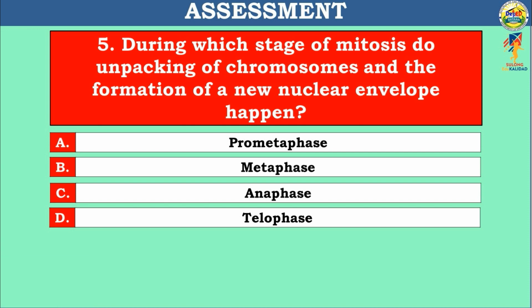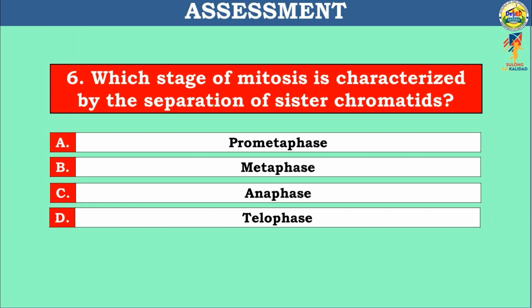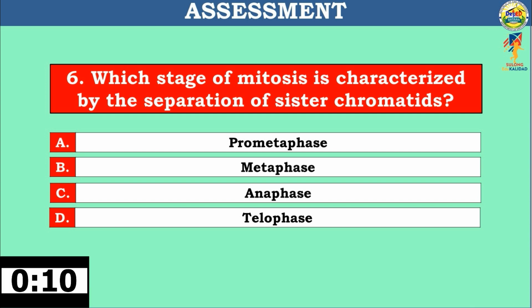The correct answer for question number 5 is letter D, telophase. Question number 6. Which stage of mitosis is characterized by the separation of sister chromatids? Letter A, prometaphase. Letter B, metaphase. Letter C, anaphase. Letter D, telophase.